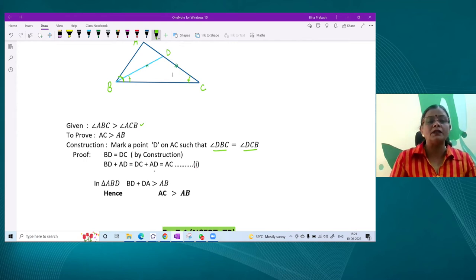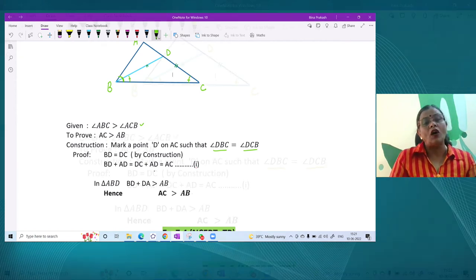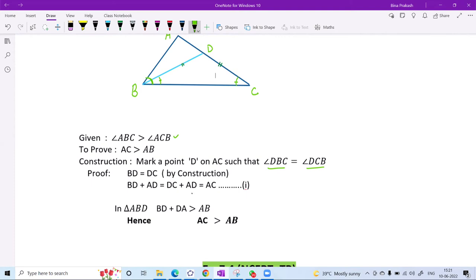Because in construction, we mark this point in such a way that these two angles are equal. And when two angles of a triangle are equal, their opposite sides will also be equal. That is the isosceles triangle's property. So that's the reason why I have written this as "by construction". So we have BD equal to DC. These two lengths are equal.